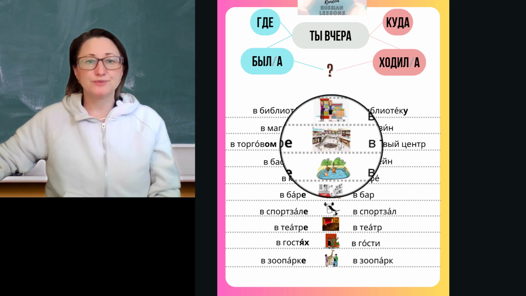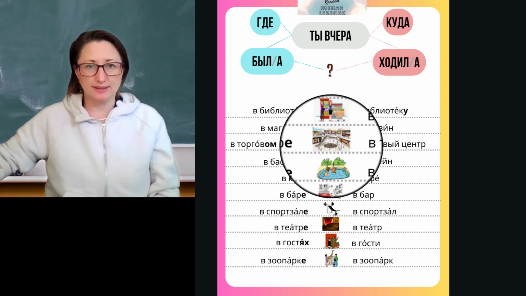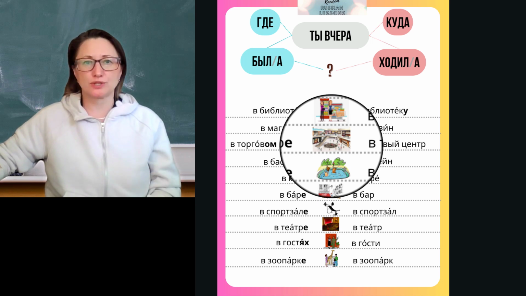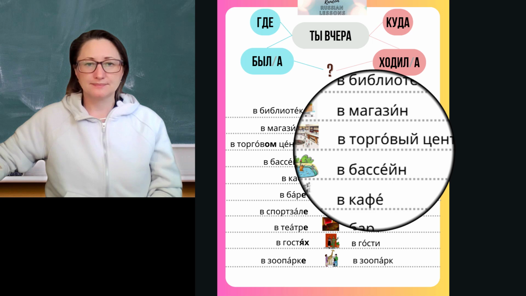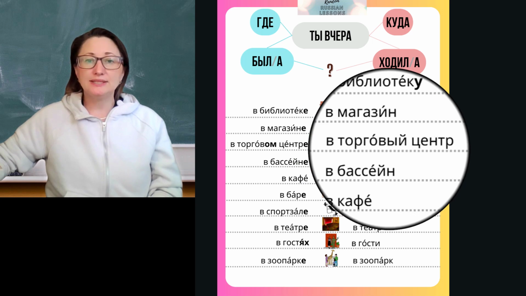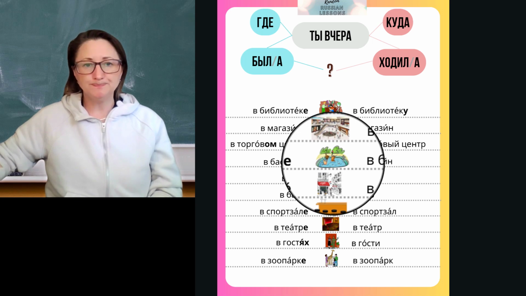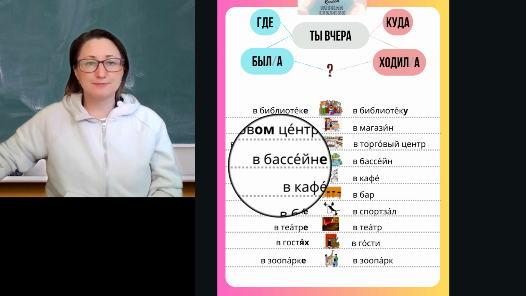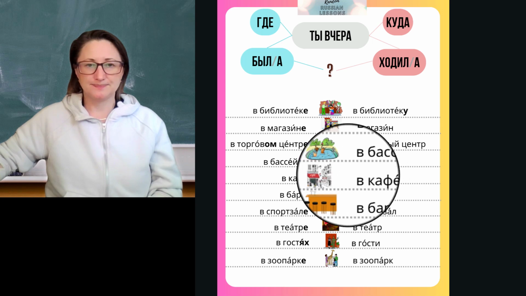Okay, here we have the shopping center or the mall. And in Russian, we do have the word mall, M-O-L-L. But we also often use the word торговый центр, shopping center. Вчера я была в торговом центре. Вчера я ходила в торговый центр. Here we have the pool, whether inside or outside. Вчера я была в бассейне. Вчера я ходила в бассейн.